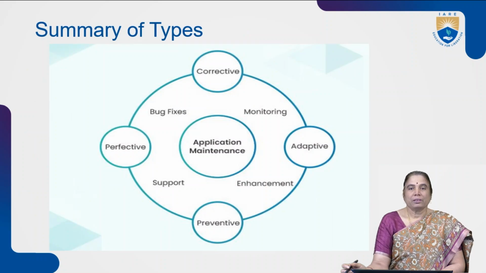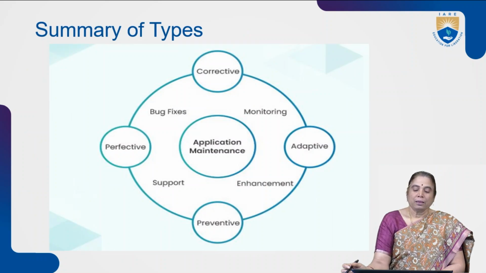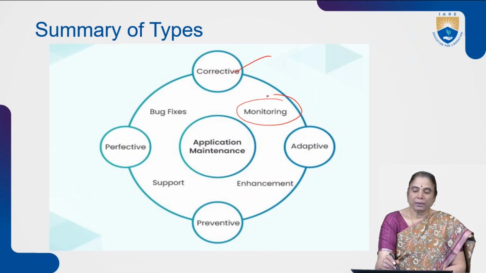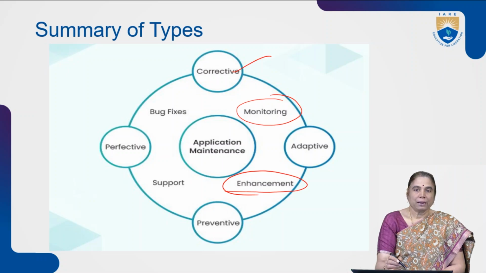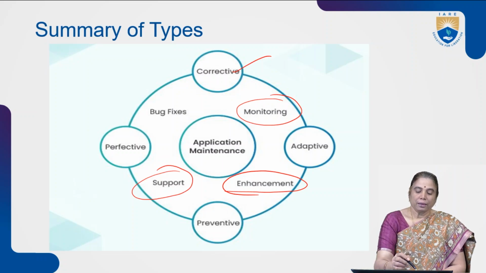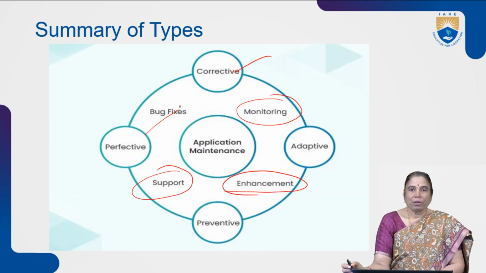So after analyzing the 4 types of software maintenance, corrective maintenance is majorly focusing on the monitoring of application maintenance. Adaptive maintenance is majorly concentrating on enhancement. Preventive maintenance is used for supporting activities for the project. And here perfective is to identify bugs and correct them. So all these operations are carried out in the 4 varieties of software maintenance to make the software suit the real world environment at the customer site.